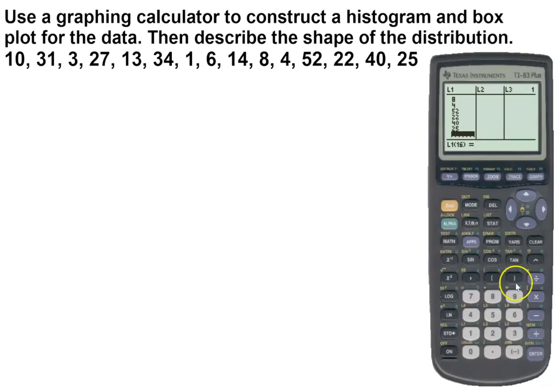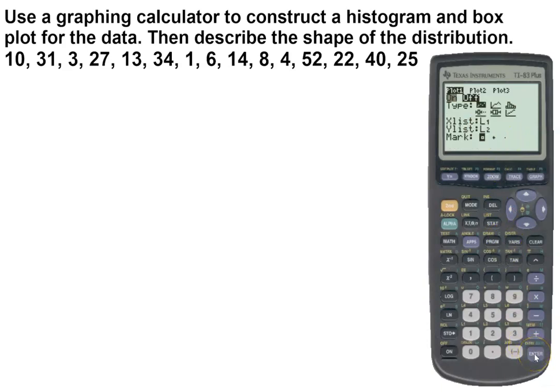Once we have all of our data in our table, we want to set up our histogram and box plot. And we could do these both on the same screen. So to do that, we need to turn our stat plot on. To do that, we're going to hit second, Y equals, and you'll notice that I have plot 1, 2, 3 off. So I'm going to go to Stat 1.